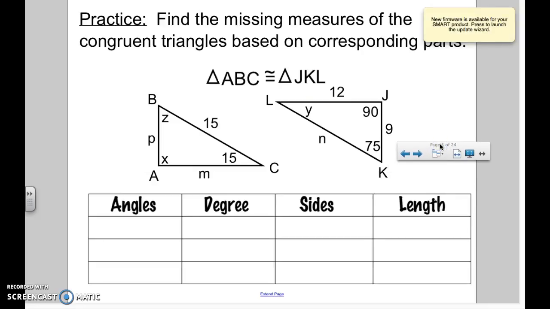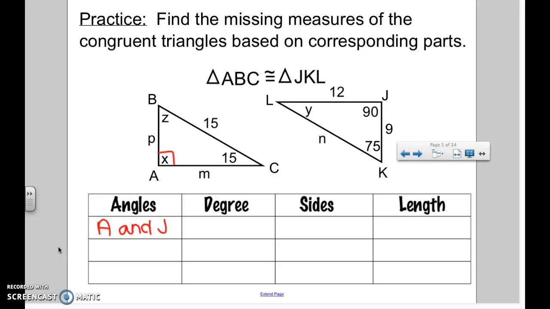So for this one, let's find the measures of all the missing parts of this figure. What I would suggest is to go through and find all your corresponding angles first, just by appearance. So if I look at angle A, it looks to be at a 90-degree angle. So by appearance, we're going to assume that. So angle A should go with angle J.